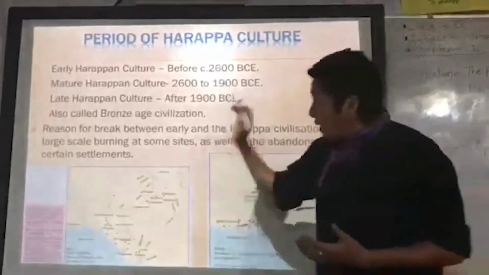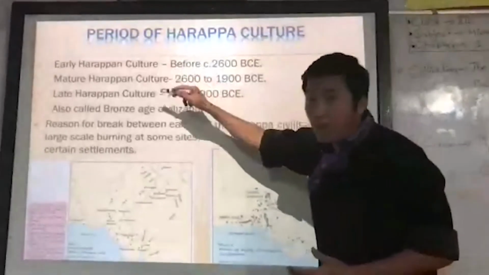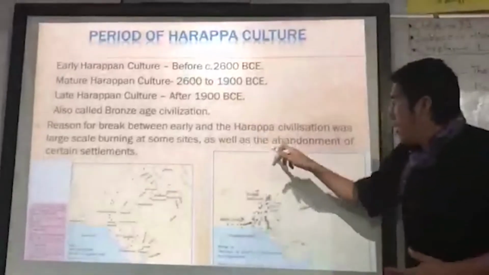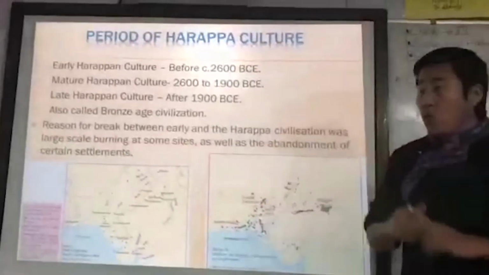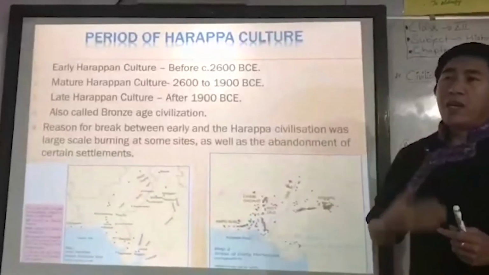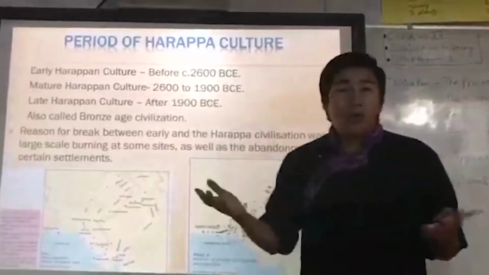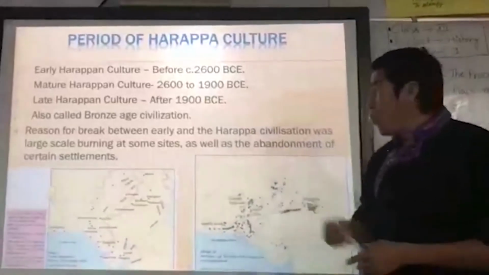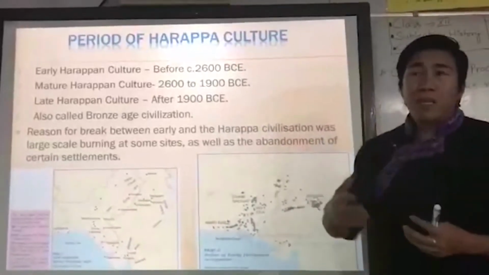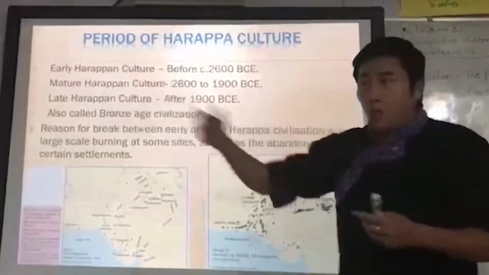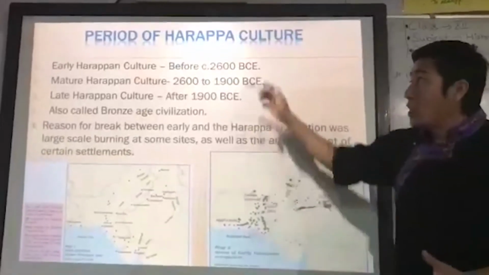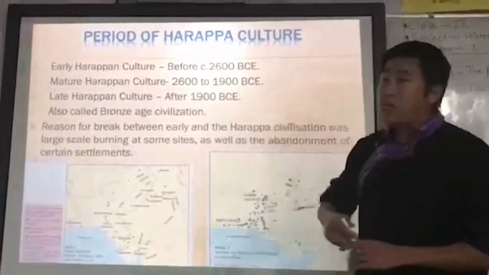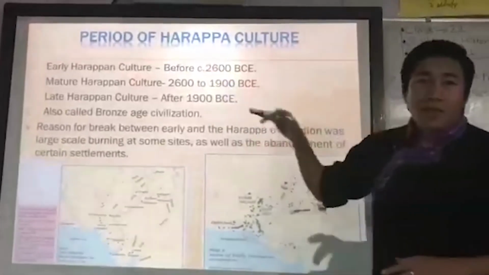The second reason for the break between these phases is the abandonment of certain settlements. Gradually, there may have been some problems faced by the people, so people started leaving these places and migrating to other places. That's why Harappan culture started to decline. These are the reasons for the breaks between these phases.